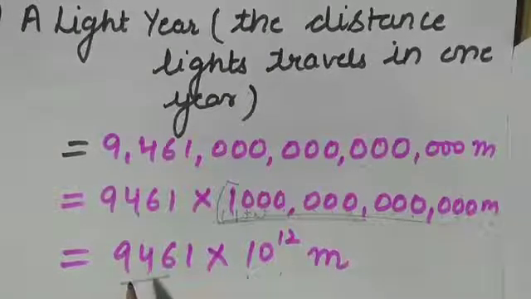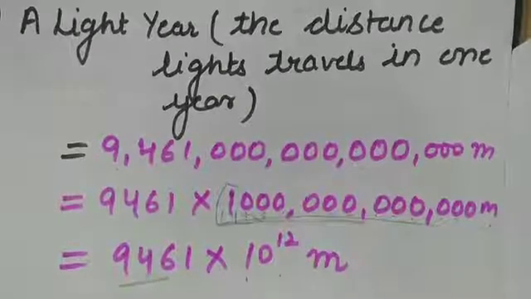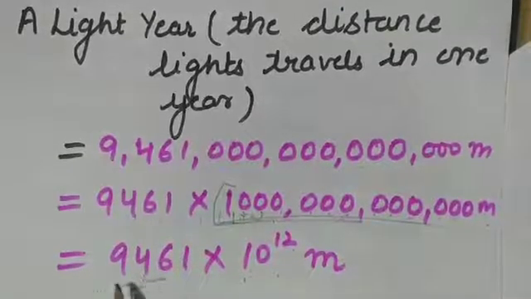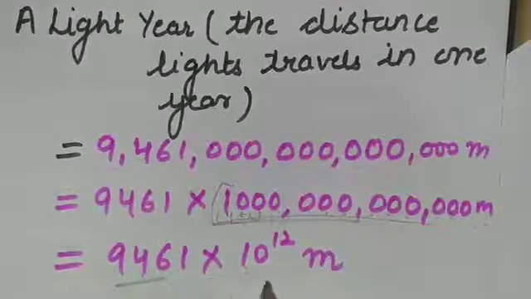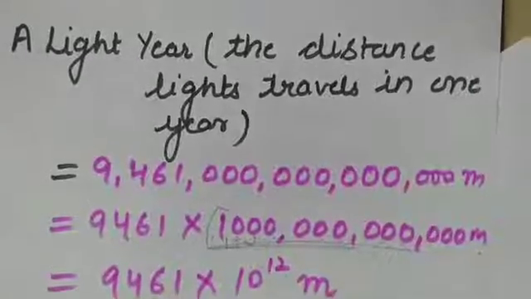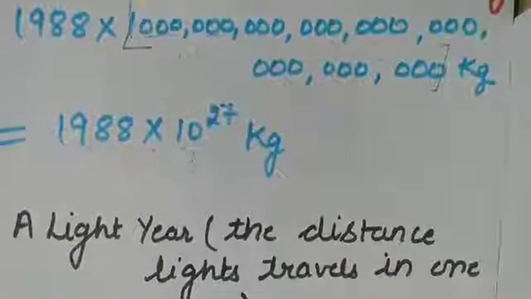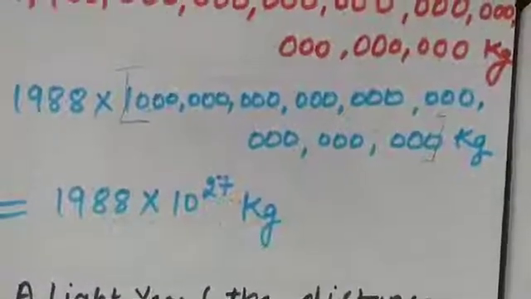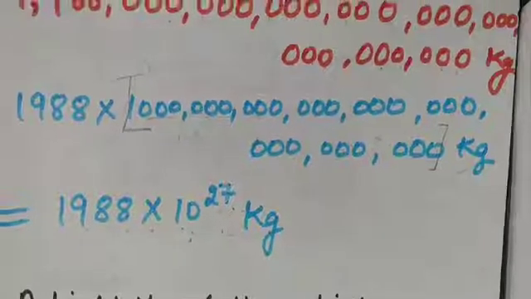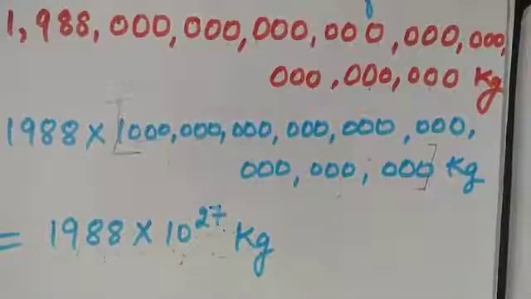So the light year, the distance light travels in 1 year, in shorter form using exponents is 9461 into 10 to the power 12 meter. So this is how we can use exponents to read, write and remember huge numbers in a shorter form.